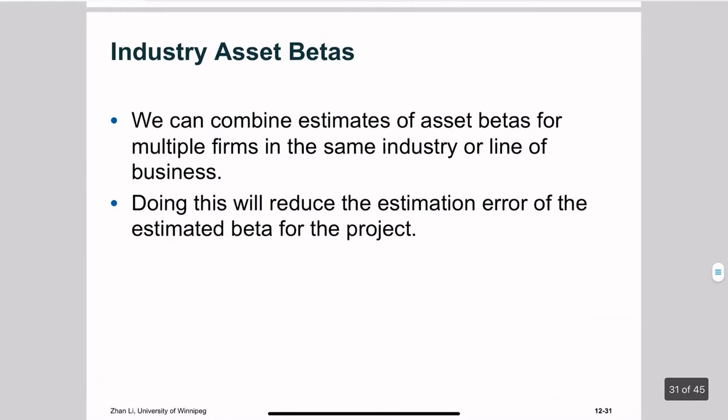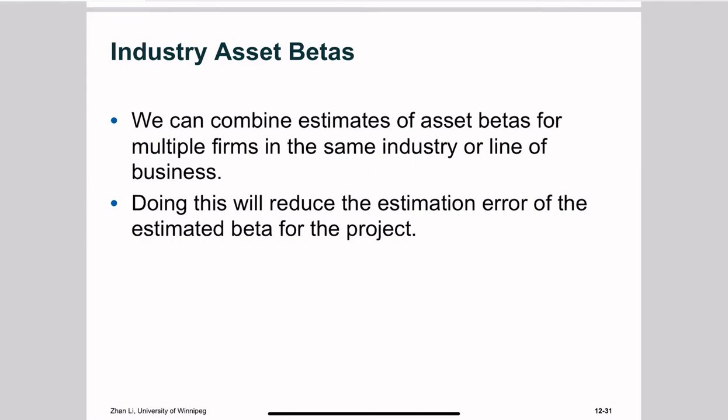Okay, industry asset betas. You can think about this. In reality, when you're estimating beta for a business, generally you could get multiple firms. For example, if you want to estimate the beta for operating a coffee shop, then the potentially comparable firms would be, let's say in Canada, Tim Hortons and Starbucks. So you basically have two firms, and in some industries, you could have more comparable firms.